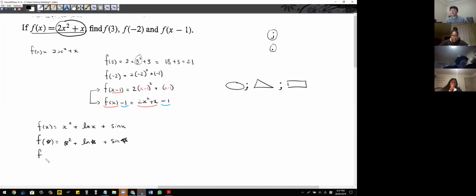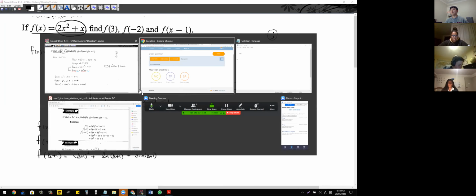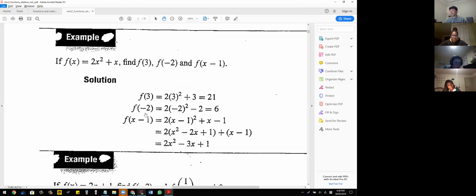Now, if you have f of triangle plus 1, then you have to replace the x by triangle plus 1. So that's triangle plus 1 squared, and then ln of triangle plus 1. Of course, there must be a bracket there because there's a plus sign, otherwise it'll be a different thing. And then sine of triangle plus 1. Okay, so that's how you deal with these function symbols.